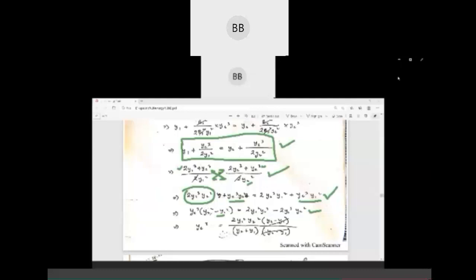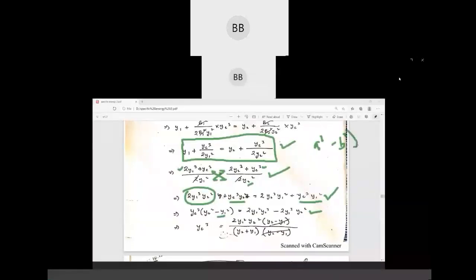divided by this. So here, if you have a square minus b square, you can write it like this, a plus b and a minus b. This is simple mathematics. A square minus b square, you can write a plus b and a minus b.